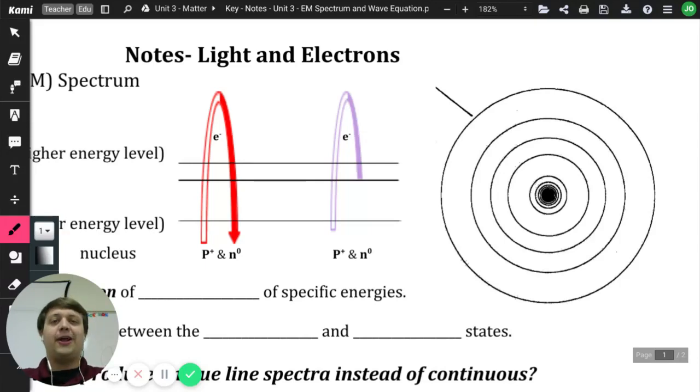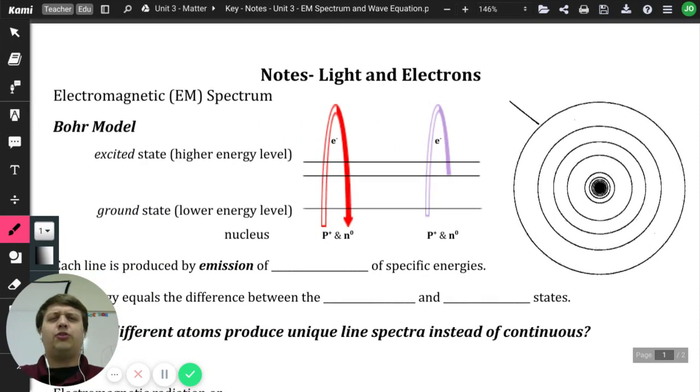Light and electrons. What we're going to be doing is trying to figure out what's actually going on with light. Before we get started, please make sure you've got your notes and something to write with, and you are going to need a calculator for today because we've got some light calculations to do. Okay, let's get started with light and electrons.